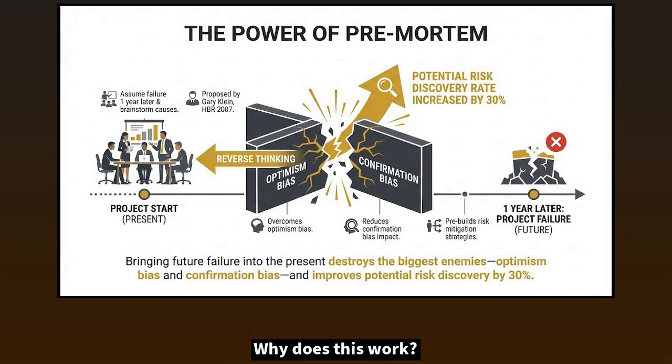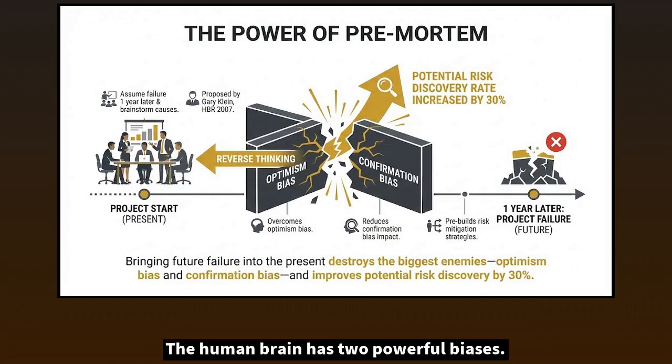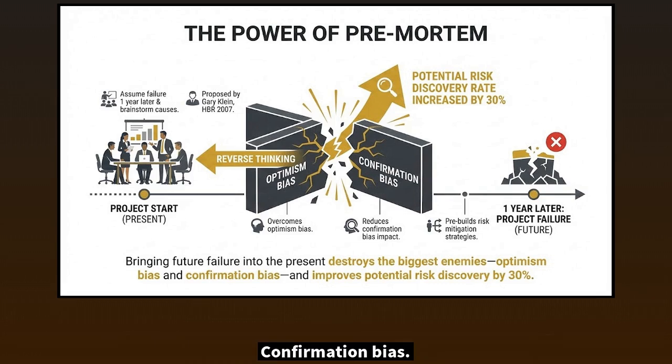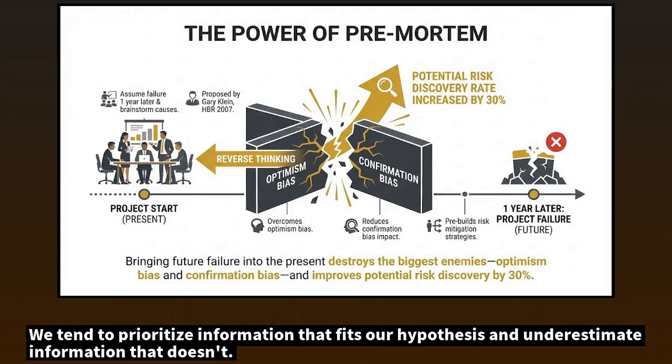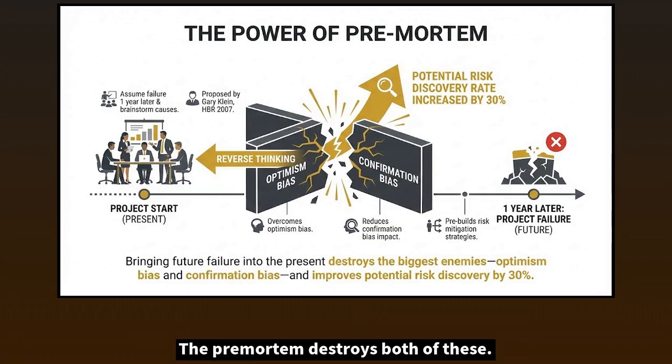Why does this work? This slide explains everything. The human brain has two powerful biases. Optimism bias. We unconsciously believe our project will succeed. Confirmation bias. We tend to prioritize information that fits our hypothesis and underestimate information that doesn't. The pre-mortem destroys both of these.